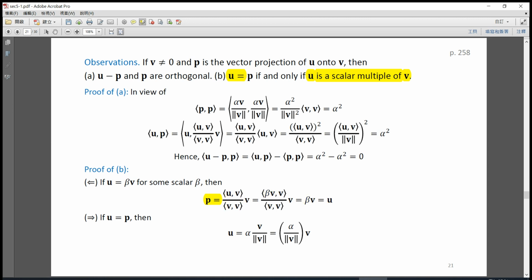Next, we prove the other direction. We prove the only if part. For the only if part, suppose U equals P, and our goal is to show U is a scalar multiple of V. If U equals P, then U equals alpha times the unit vector along the V direction. Then we know that alpha divided by the norm of V is a scalar, and therefore U is a scalar multiple of V. And our proof is finished.